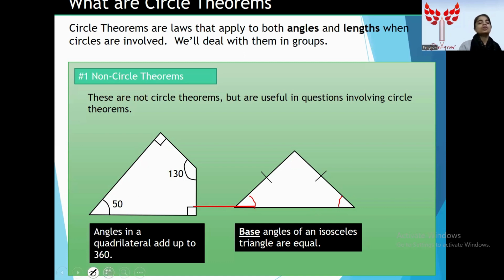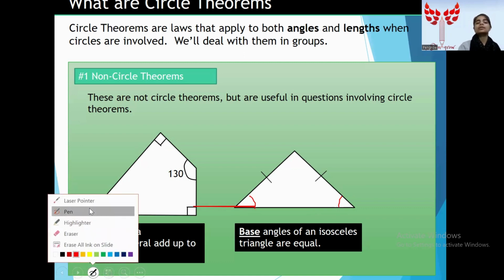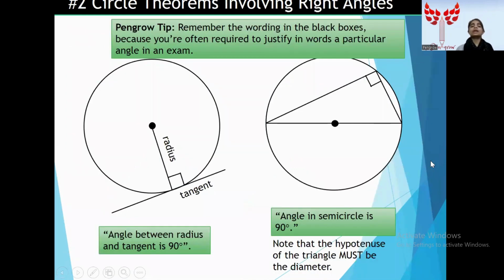For an isosceles triangle, right? Let's move further, right? Now we are going to start with some of the circle theorems. The first circle theorem says that the angle which is formed between the radius and the tangent. We've already seen the tangent. Tangent only touches the circumference once and then moves away. And the place where the radius touches the circumference, that forms a 90-degree angle. So the angle between the radius and the tangent, that is 90, right? And then angle in the semicircle is 90 degrees.